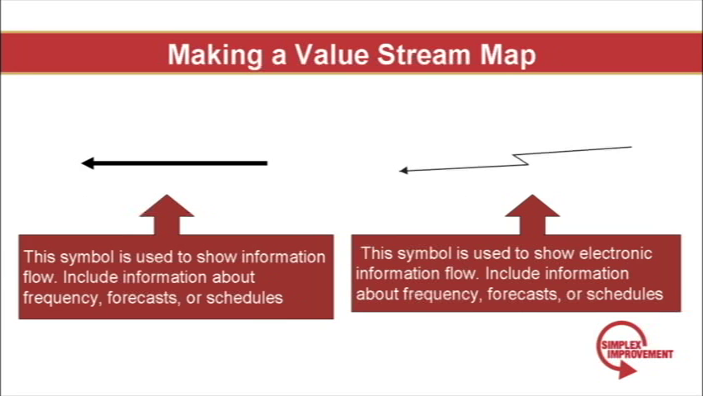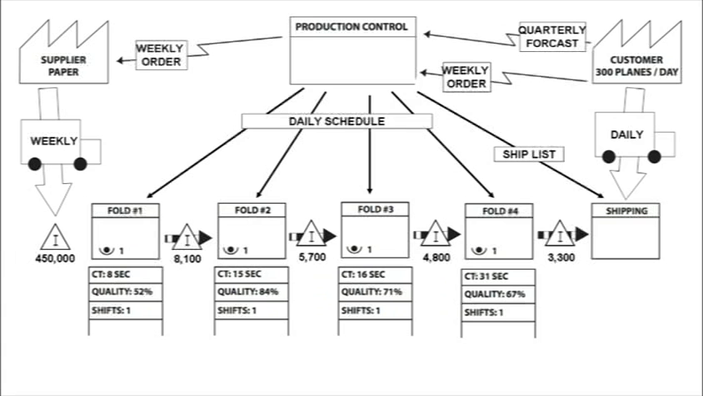A value stream map would not be complete without showing how information flows. In fact, this is what makes a value stream map unique from other mapping techniques. The straight arrow is used to show how information flows. This information can include frequency, forecasts, or schedules. The lightning bolt arrow is used to show the electronic flow of information. This information can also include frequency, forecasts, and schedules. But this is generally information that flows via computer.